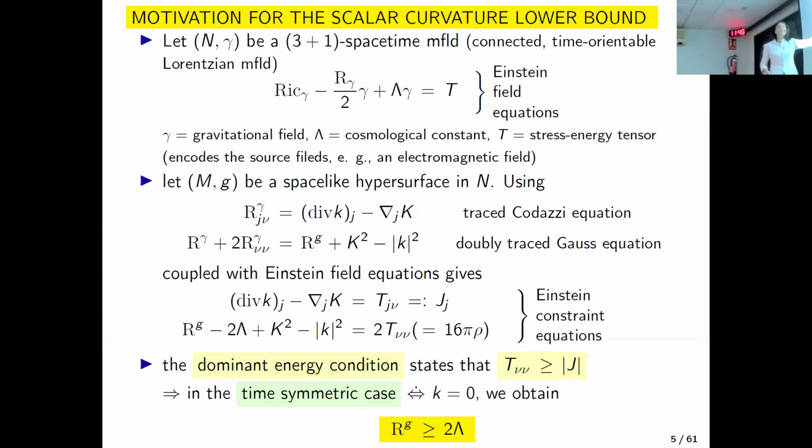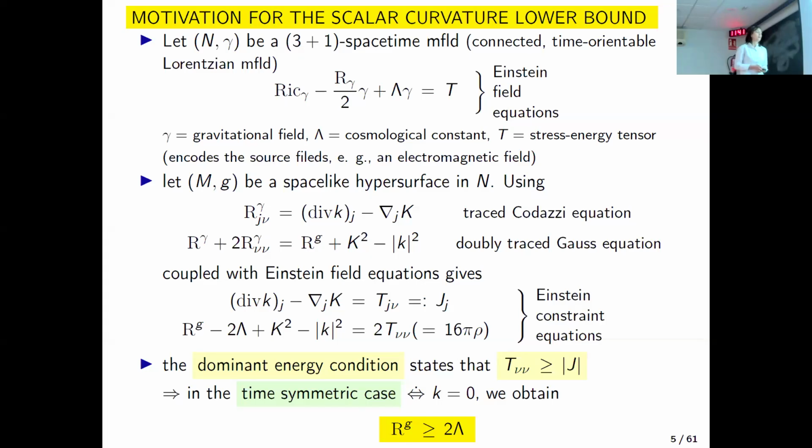So if you translate the dominant energy condition, that is that the matter energy density dominates the magnitude of the momentum density, you obtain this lower bound of the scalar curvature of the space-like hypersurface. Lambda is the cosmological constant, so we prefer to write 2 lambda. It's normal to do this normalization. So throughout, I will talk about this setting.